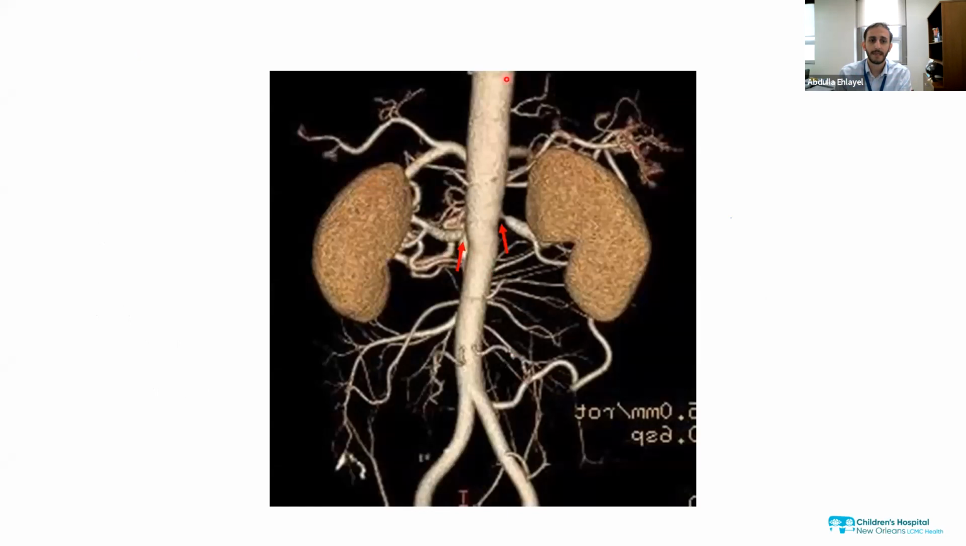Well, this is an example of a CT angio, where you can see this is the aorta, and you can see that the renal artery has significant stenosis on this side. It's less easy to see on this side, but very obvious on this kidney, on the CT scan.